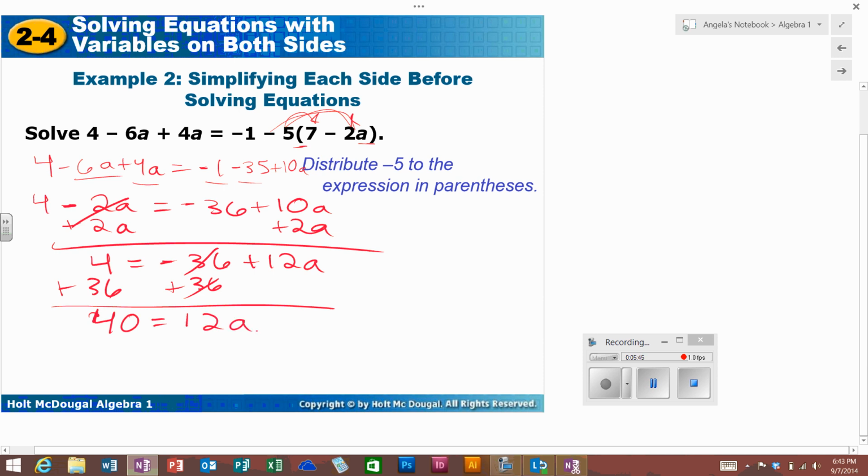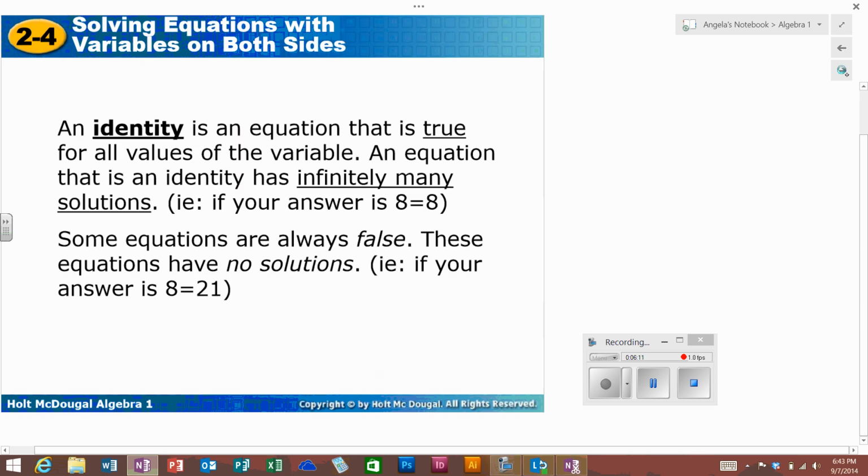Now I'm just going to divide by 12. And it's not going to be a perfect answer. That's okay. It's a fraction, but we can simplify 40 over 12. We can take a 4 out of 40, and we can also take a 4 out of 12. So our answer is 10 over 3. That had a lot of steps, so if you want to rewind and watch how I do that, go back and watch.